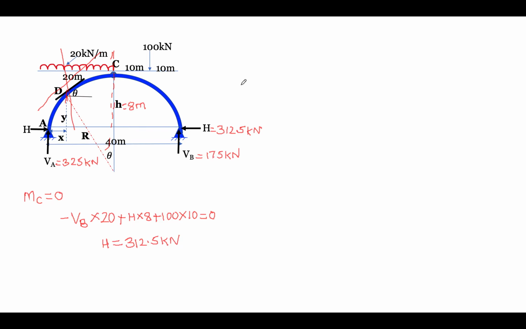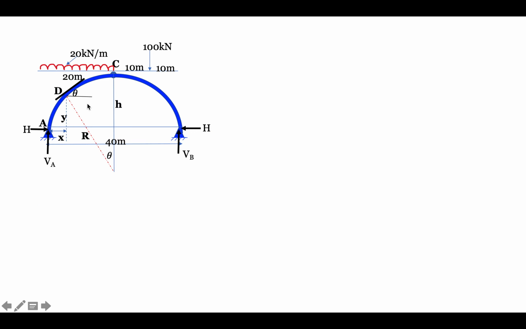Now what we do, let's consider D to be the point 10 meter from the left support. So this is the point as shown in the figure. For more clarity, let's go to the next page. So here, this X is nothing but 10 meter. For this particular case, let D be the point 10 meter from the left support where the normal thrust and shear are to be found out.